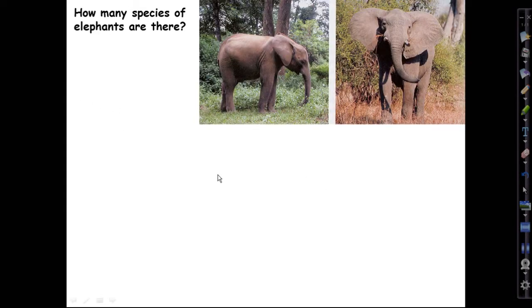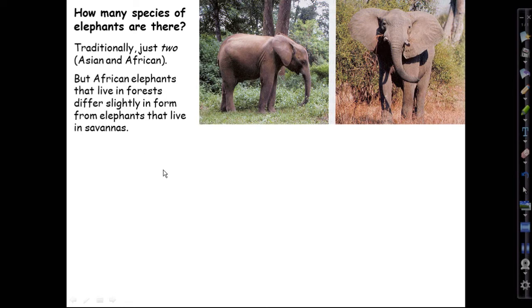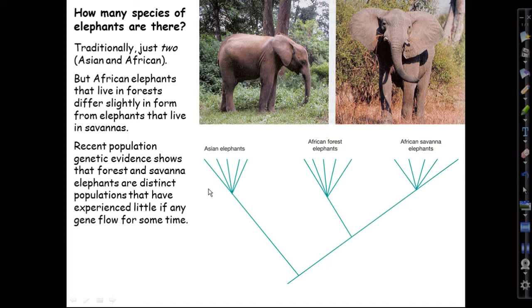So let's apply those different species criteria to this case of the number of elephants in the world. It used to be thought there were just two, the Asian elephant and the African elephant. But then people started noticing that African elephants that live in forests, like this guy here in the middle, differ slightly in form from elephants that live in savannas.